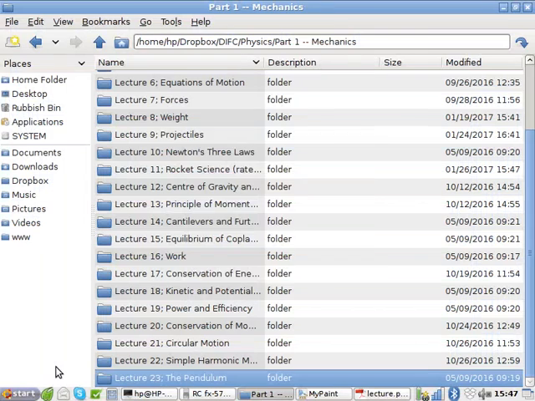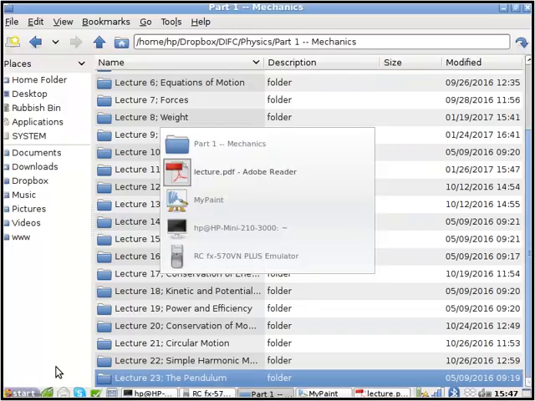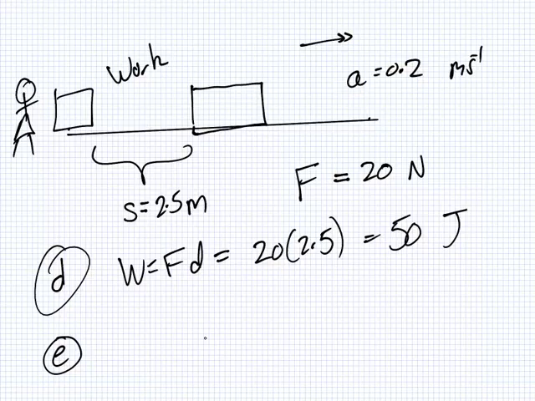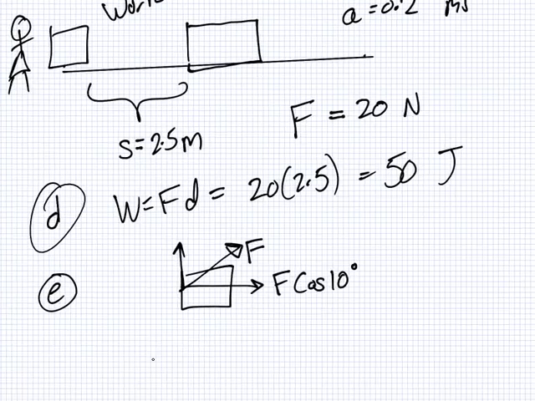what do I ask here? The same force, but at an angle of 10. So this time, it's the same force, but at an angle of 10. 20. So we only care about the work done in this direction, which is F cos 10. So will that be more work or less work? More. Less.